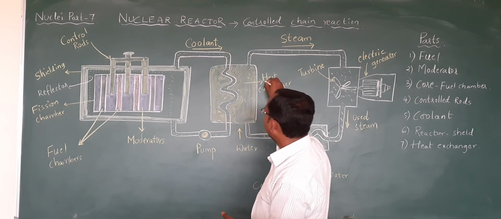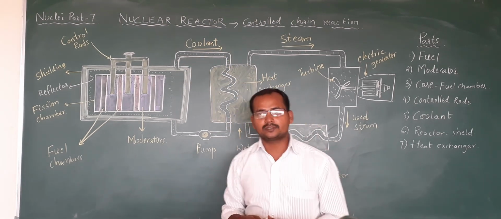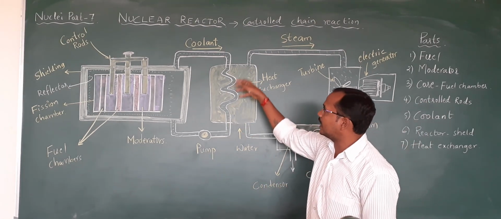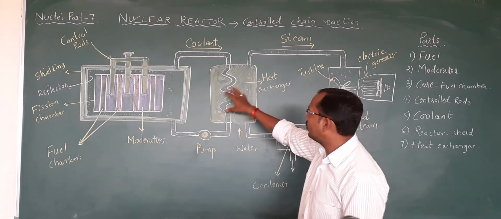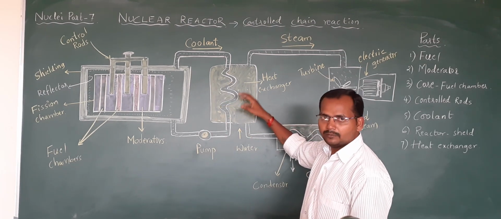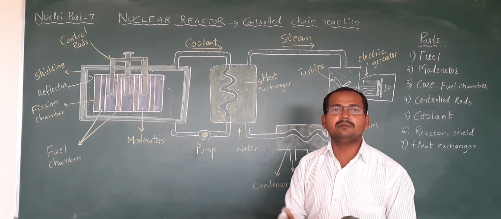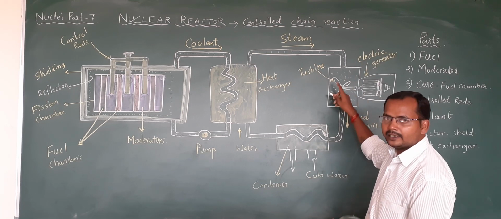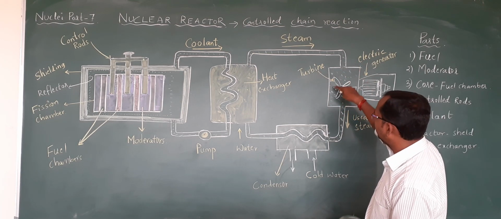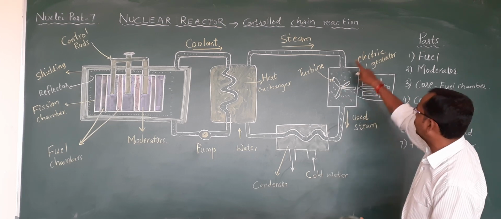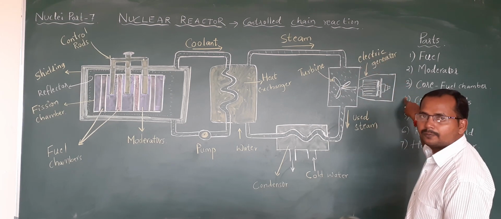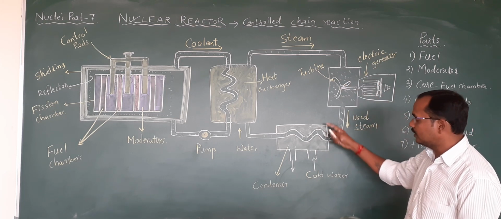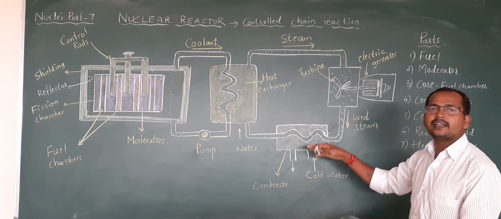The coolant is passed through a heat exchanger. In the heat exchanger, what happens? From the condenser we pass cool water, and the coolant is already very hot. That hot coolant heats this water and it is steamed out. That steam is given to the turbine to rotate it. When the steam rotates the turbine, it in turn rotates the electric generator, and we get the power. The remaining used steam is given back to the cold water condenser, where it gets cooled down.